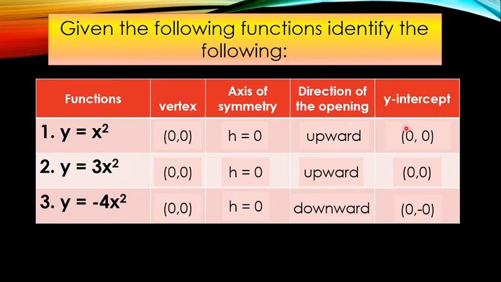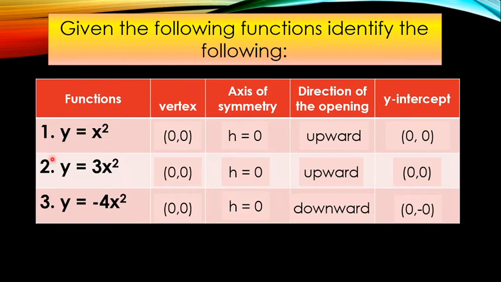As you can notice, the vertex, axis of symmetry, direction of the opening, and y-intercept are almost the same for the graph of y equals ax squared. It just matters if the value of a is positive, therefore the parabola opens upward, and if the value of a here is negative, therefore the parabola opens downward. The vertex is always 0, 0. The axis of symmetry is always 0, or x equals 0. And the y-intercept is always 0, 0.